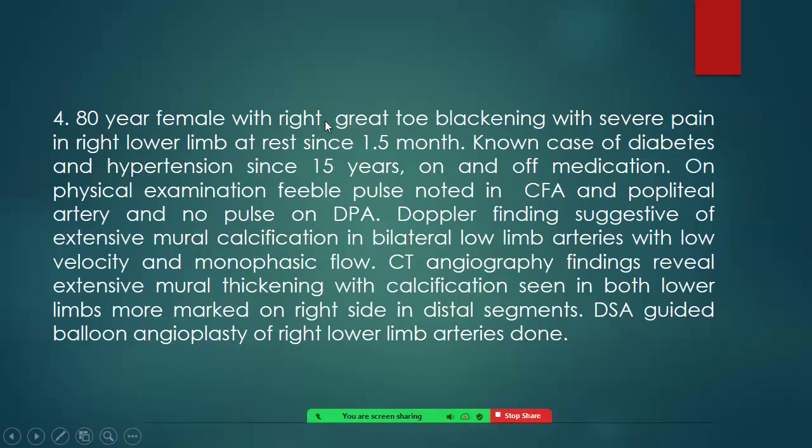This is a 40-year-old female with right toe blackening and severe pain in the right lower limb since 1.5 months. Known case of diabetes and hypertension, typically atherosclerotic disease is there. She has diffuse disease from the SFA to the popliteal artery, the ATA and BTK arteries. CT angiography revealed extensive mural thickening with calcification. This patient has extensive calcification in both lower limb arteries.